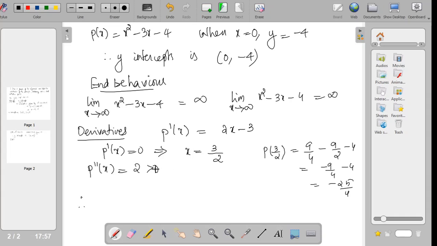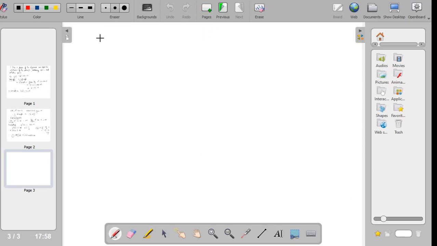So since p double dash is greater than 0, this point will be a local minimum. So 3 by 2, minus 25 by 4 is a local minimum. So we have got the relative extrema. There is no local maxima, only a local minimum. And again, it is a second degree polynomial, so at most there can be only one relative extrema. Okay. Now we will look at where it is increasing and decreasing.